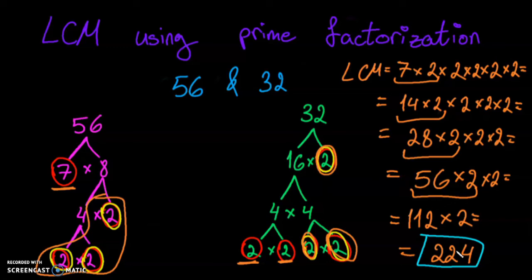So you see, 224 is the LCM. It might seem more complicated this way, a lot of 2s here, but trust me, if we did it with the other way, it would have been way harder.